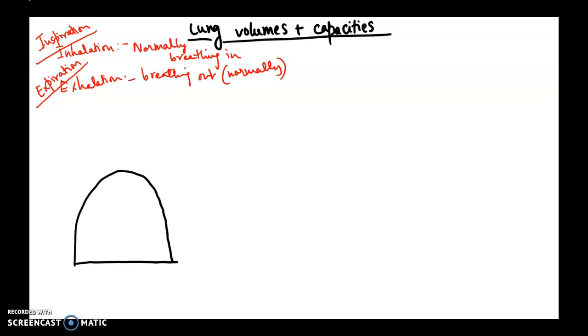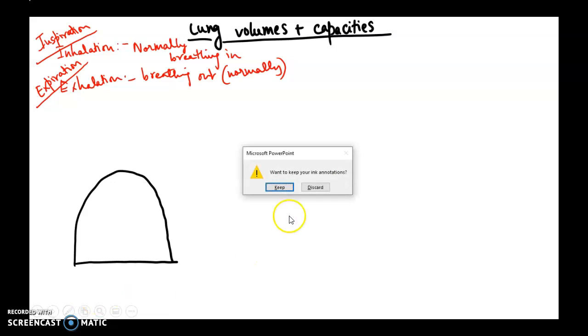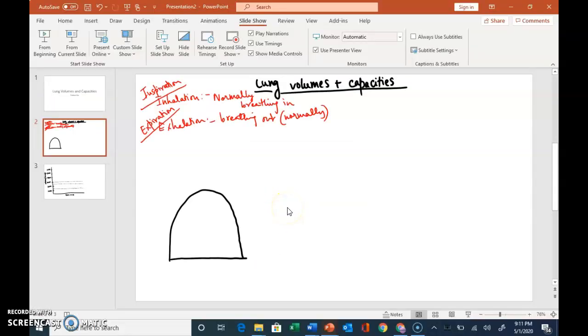Okay, so right here I have drawn a diagram of the lungs. You are looking at the lungs right after a normal exhalation, right? So breathe in slowly. If you are sitting, if you are relaxed, just breathe in normally and breathe out. Right after you breathe out, this is your lungs.